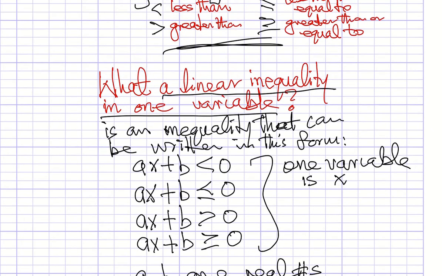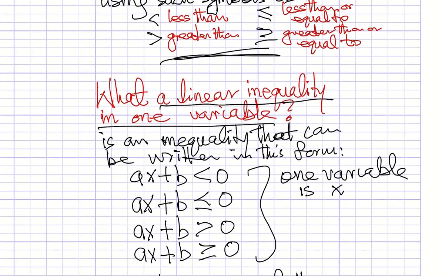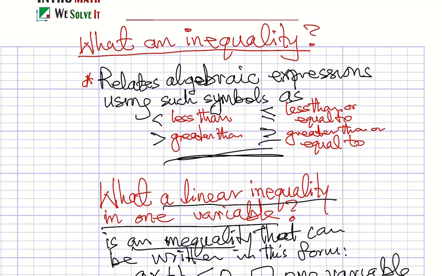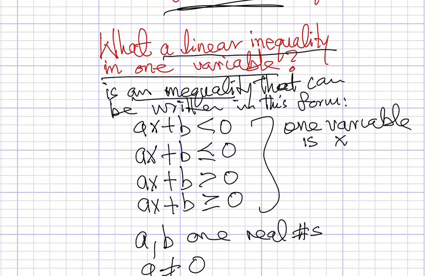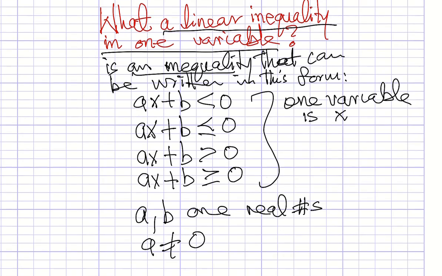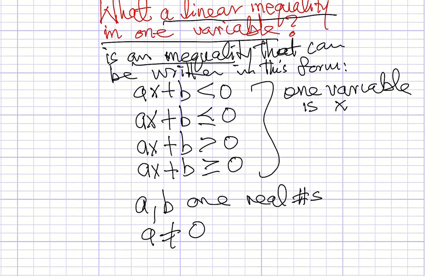So that's all they're saying there. A linear inequality in one variable is an inequality that can be written this way. What is an inequality? Again, we defined it here. An inequality is an expression using these symbols. So a linear inequality in one variable is any of these. It can be any one of these. That's all that is saying.